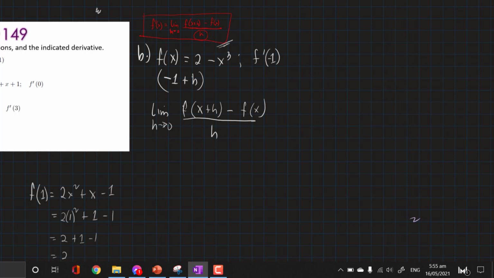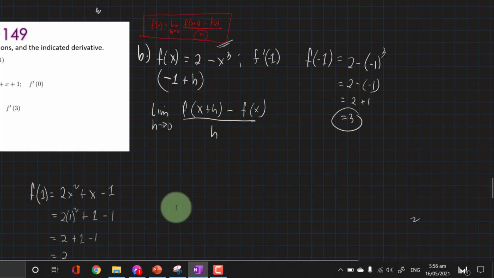And then we substitute. Ay, wait lang. Kunin muna natin yung f of negative 1. F of negative 1 is, so that will be 2 minus negative 1 cube is equal to 2 minus negative 1. 2 plus 1 equals 3. So, yun na yung substitute natin dito.